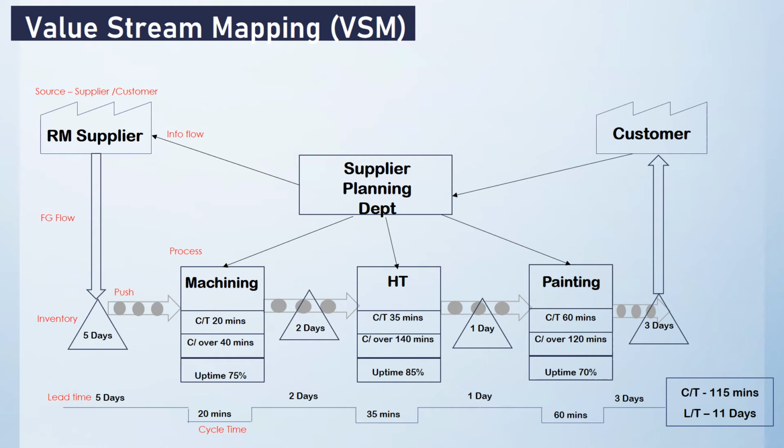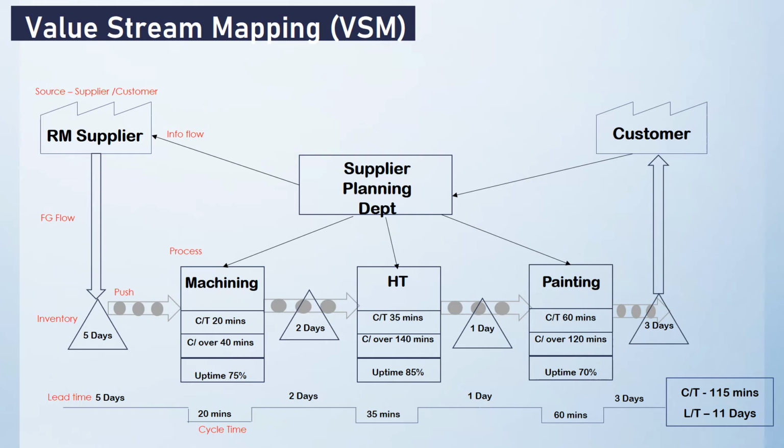So uptime of this particular machining process is 75% after all losses, wastes, rejections, all after deducting all. Uptime of this process is 75%. So next, again it is kept for a 2 days inventory, and then it is moved to heat treatment process. Cycle time is 35 minutes, and setup changeover is 140 minutes. Uptime is 85% in this heat treatment process.